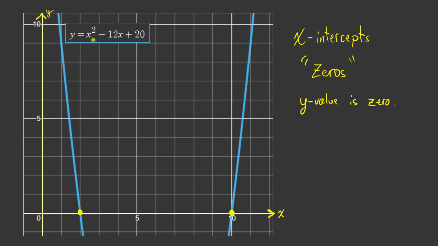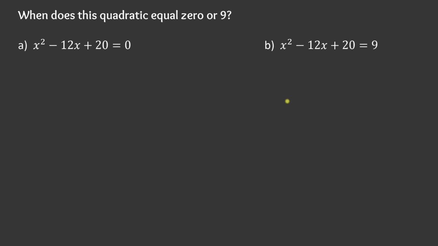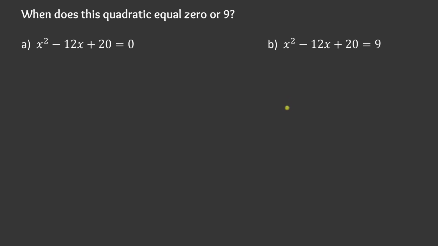So I'm going to take this equation and I'm going to ask two different questions. I'm going to ask, when is this graph equal to 0, which on this particular graph is pretty easy to tell. It's at 2 and at 10, but we're going to prove that algebraically. And then I'm also going to ask, when is this graph equal to 9? Let's take a look at that right now. So when does this quadratic that I just had up above, and this is the equation right here, x squared minus 12x plus 20, when is that 0?